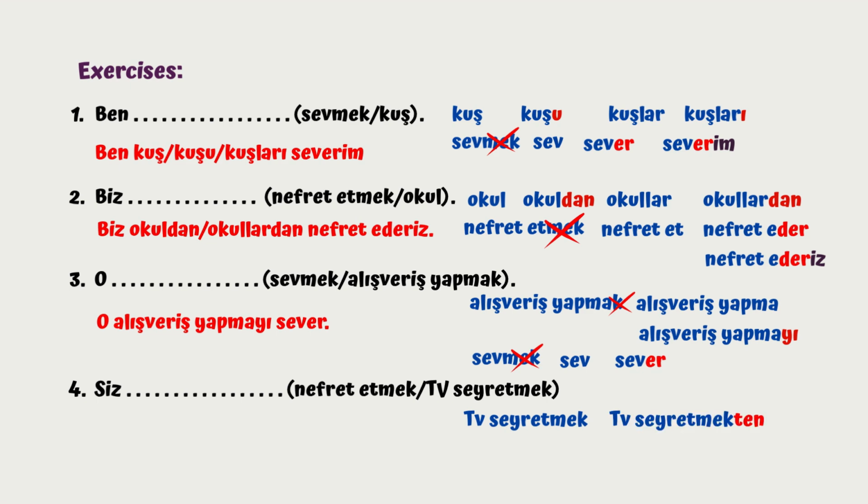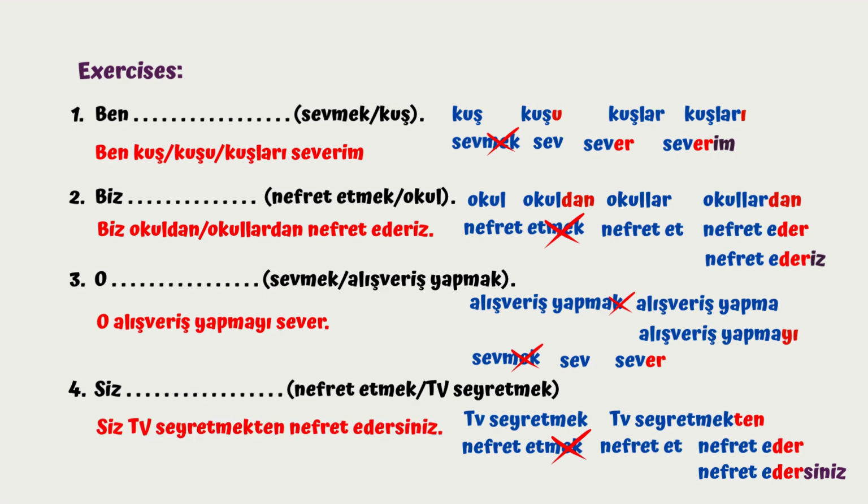And let's conjugate nefret etmek. So I will get rid of mek. I have nefret et. I'm gonna add er because et is one syllable and last vowel is e, so nefret eder. Now I'm going to attach personal pronoun suffix for siz. That was siniz, so nefret edersiniz. So the whole sentence is gonna be siz televizyon seyretmekten nefret edersiniz.